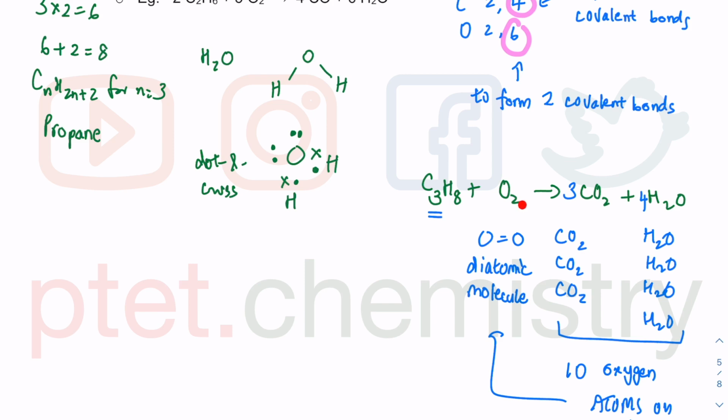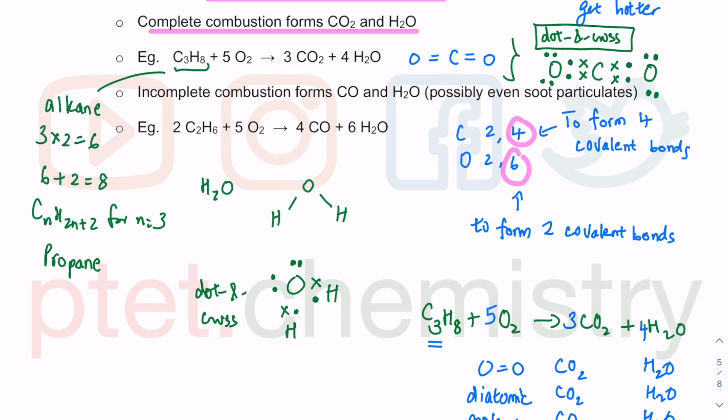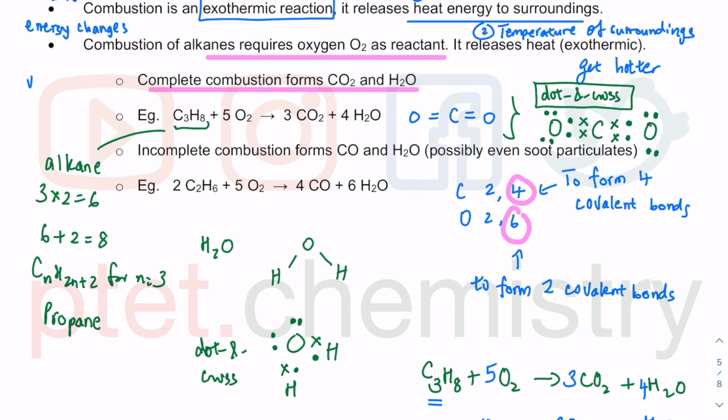You cannot change the formula of oxygen, which exists as diatomic molecule, to complete the outer shell. So 5 times 2, 5 of these will give you 10 oxygen atoms. That is how we balance the equation. Balancing equation is in year 9. Year 9 chemical equation has already taught you how to balance chemical equation.